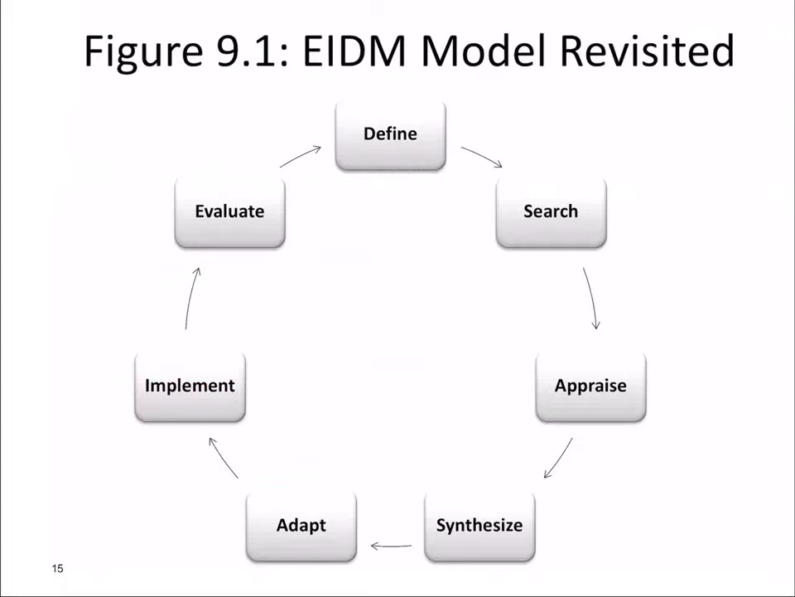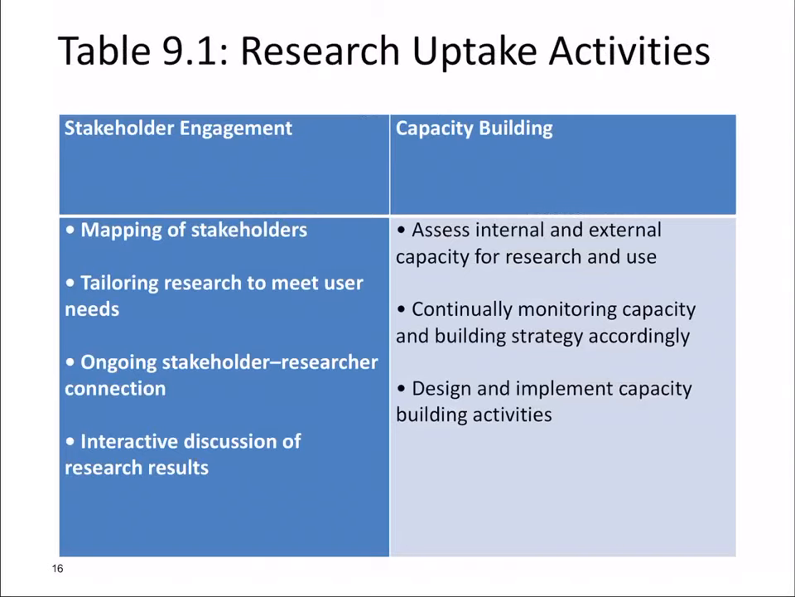Again, when we revisit the evidence-informed decision-making model, we go back to the cycle, and we see now that we've come a full cycle. We've gone from learning how to define the problem, searching for answers, appraising, synthesizing the information, adapting the information, and implementing it.